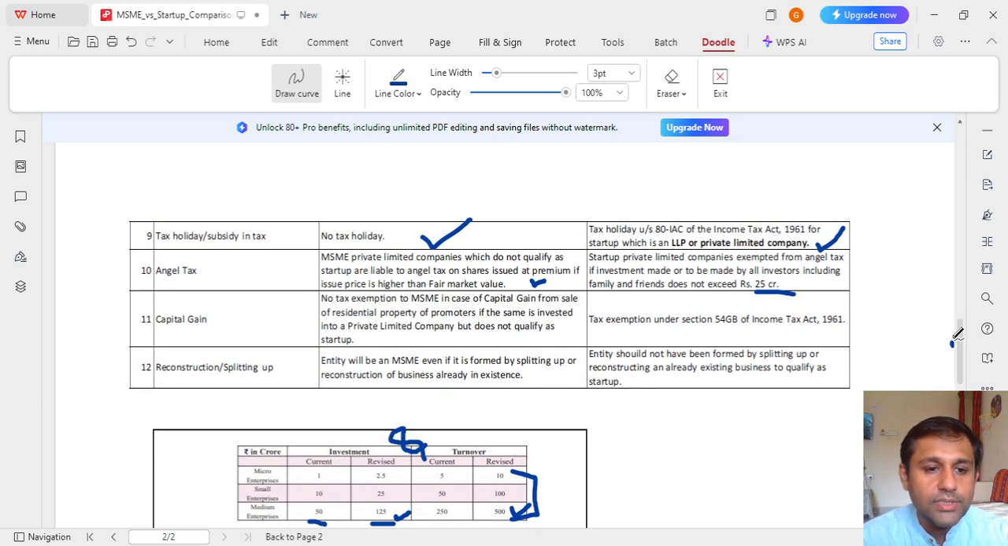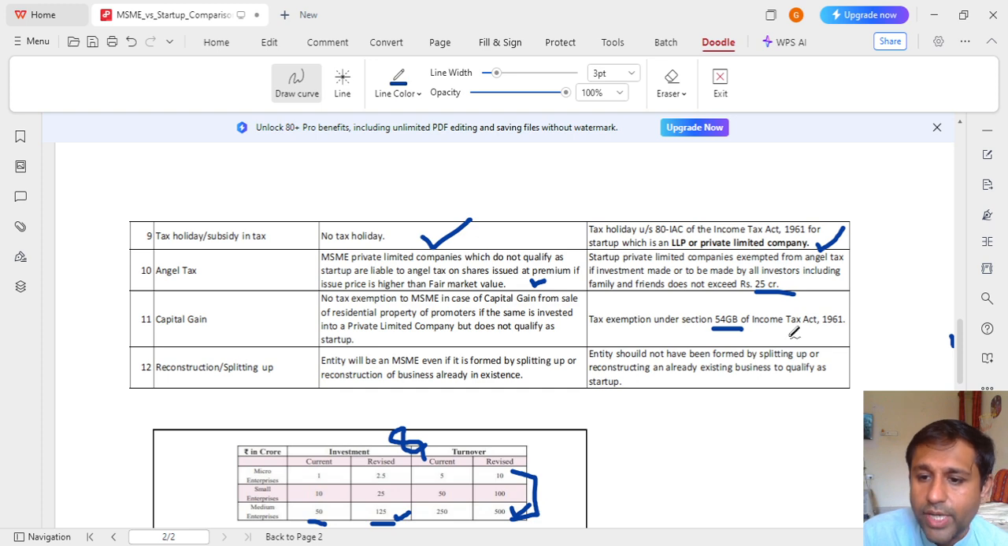Point number 11, on capital gain: no tax exemption is available on MSME, whereas under section 54GB, if an investor sells some of their properties and infuses that money in the form of equity in a startup, then he will be eligible to claim the deduction under section 54GB. So that is also available to startups.